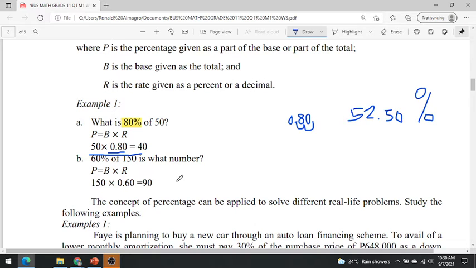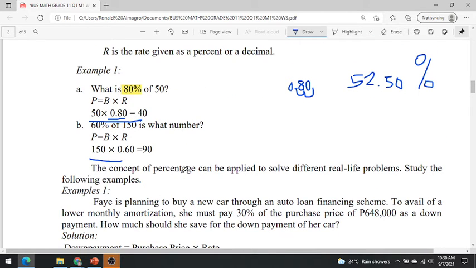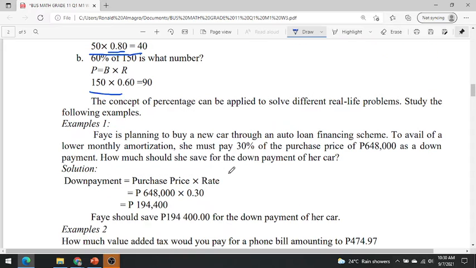Okay, so what would be the conversion of 60% to decimal po? Hello? Anybody in the group? 0.60. Yes, 0.60. Okay, so 0.60. So, 150 times 0.60 equals 90. 90. Yes. Okay, so did you get it? Okay, okay na? Yes.